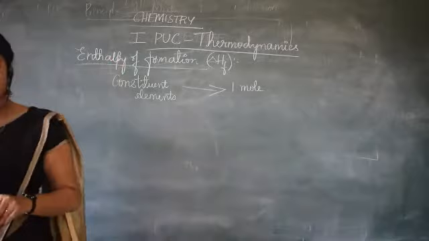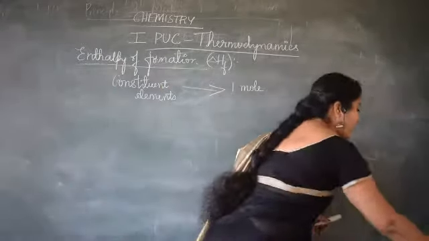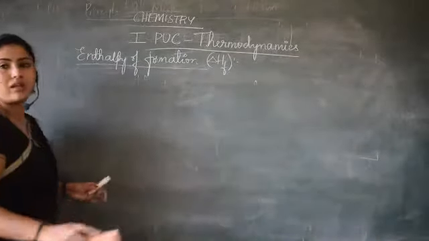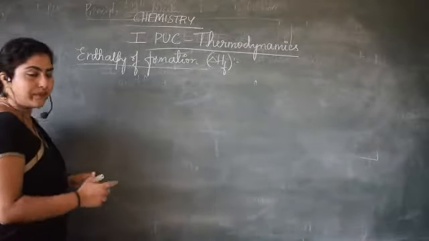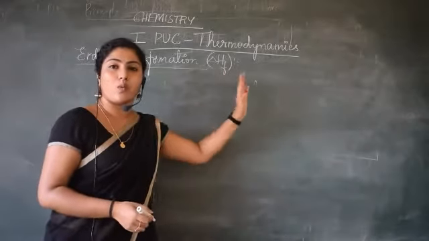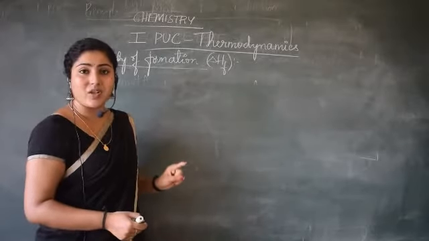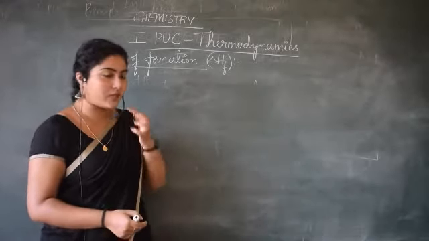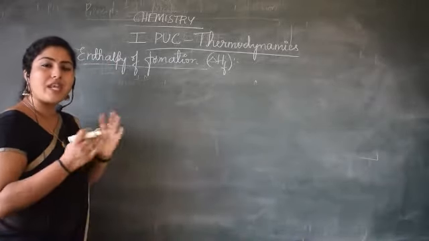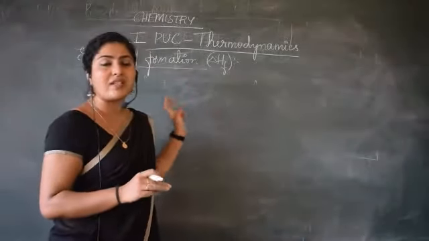Now, whenever I say enthalpy of something, the definition starts with the enthalpy change that takes place when. So here, the enthalpy change that takes place when 1 mole of a compound is formed from its constituent elements is called enthalpy of formation. Enthalpy means related to heat changes. So it is the change of heat that takes place when 1 mole of a compound is formed from its constituent elements.